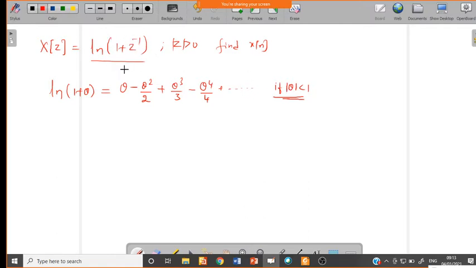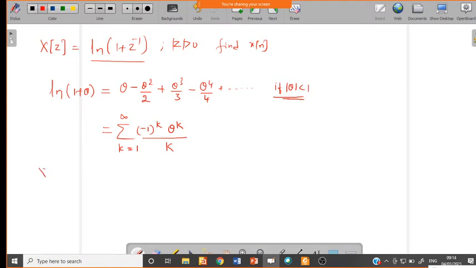So now we can apply this formula to this one, and we can write it in the summation form. Summation k equal to 1 to infinity, because theta is varying from power 1. Since it is alternating sign, we can write (-1) power k, because whenever k varies it will give alternate values of plus and minus, into theta power k divided by k. So this formula we can write in the summation form.